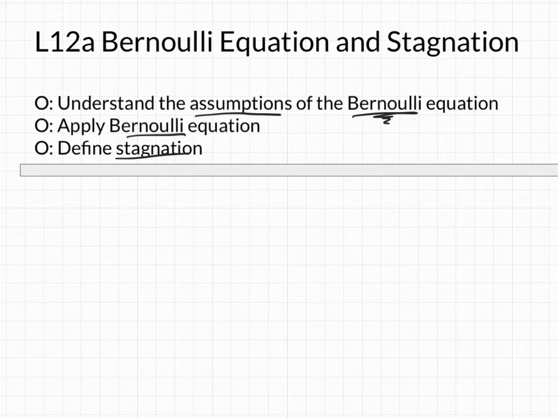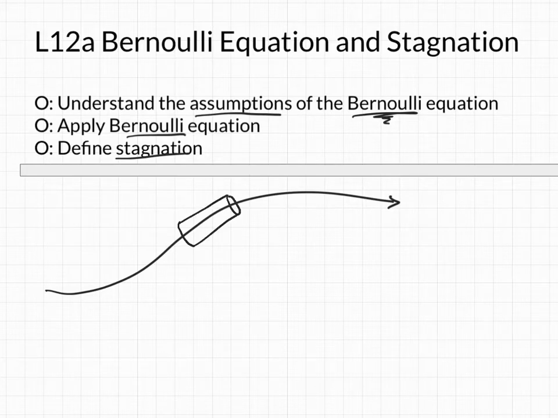So we're going to do a derivation along a streamline. We now know what streamlines are, so there's no flow perpendicular to this line. We're going to look at a stream tube, a tube of fluid that is moving along this stream here. The front of it and the back of it both have a cross-sectional area of A, and it is flowing in this direction, which is the streamwise direction.